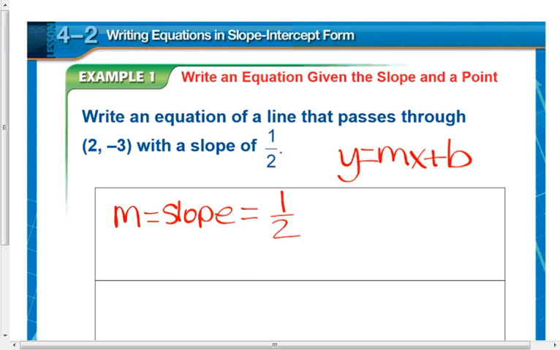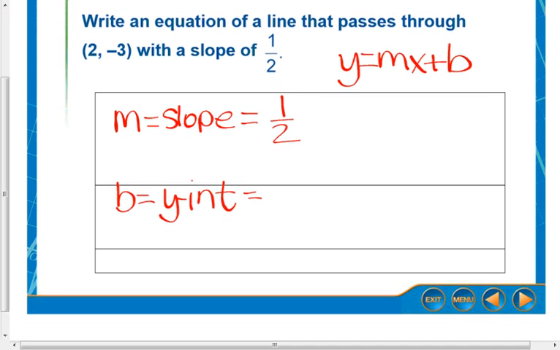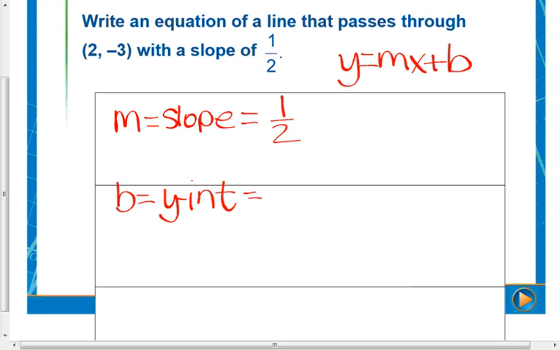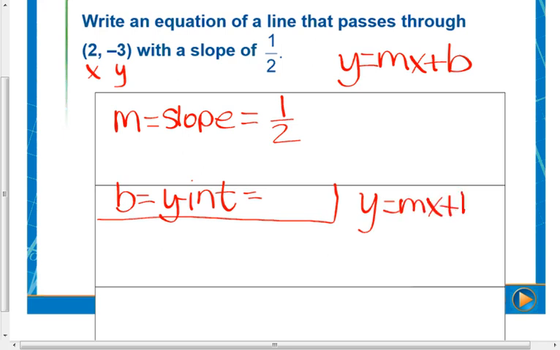B refers to the y-intercept. Okay? So now in order to figure this in, we have to plug in what we know and solve for what we don't, because they don't actually give that to us directly, right? So I'm going to label this. I've got x and I have y. And I'm going to save this for our answer right here. I've got y equals mx plus b. Let's put in what we know and solve for what we don't.